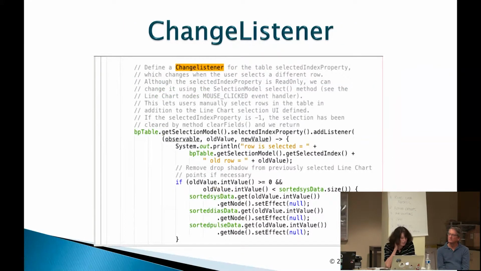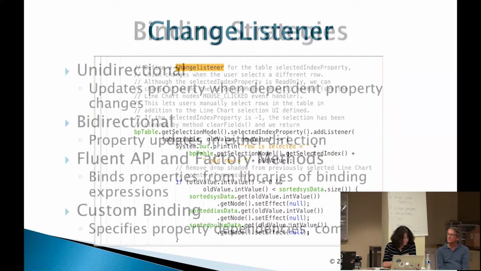Okay, so this is the ChangeListener, and recall that was the behavior where we got at the previous selected reading to turn off the drop shadow effect. And so for the listener itself, there's an observable, the old value and the new value, and we go in here and we use that new value to find the associated data types and the node associated with them and set the effect to null, which turns off the drop shadow effect that we had put on it before.